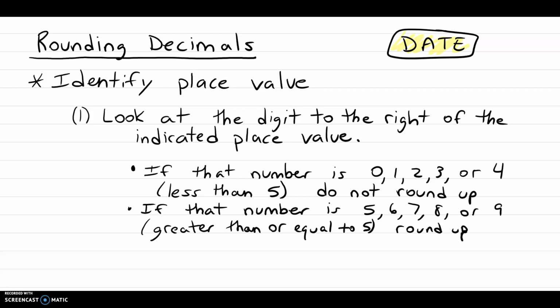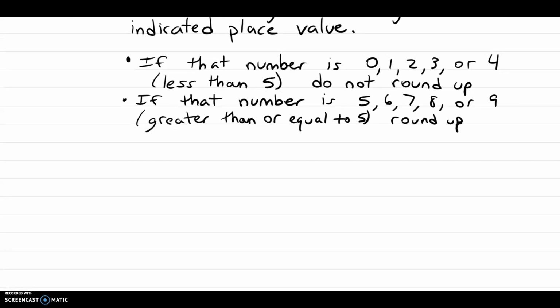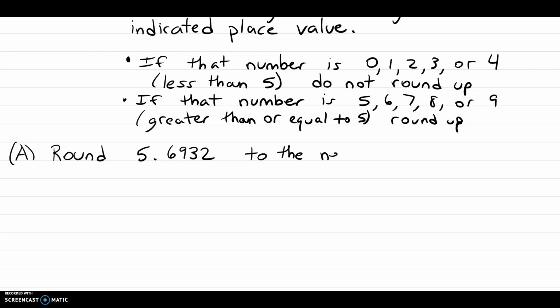So this will make more sense when we get to some examples, but it's exactly the same process that we followed with whole numbers. It's just now we have more place values to be aware of. So let's look at our first example. We're going to round 5 and 6,932 10,000ths to the nearest thousandth.